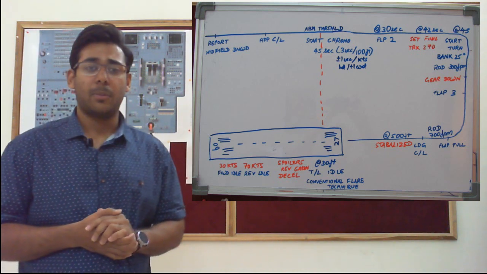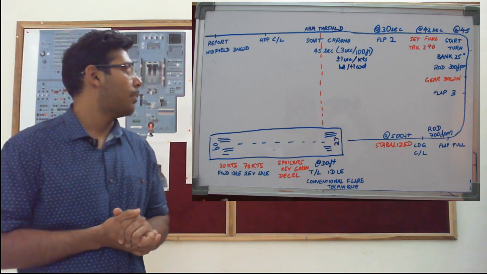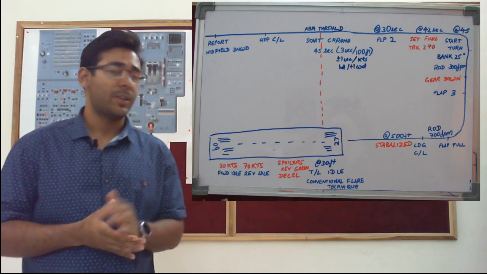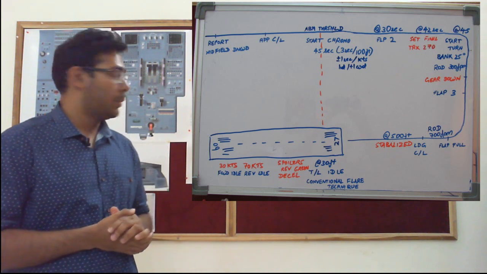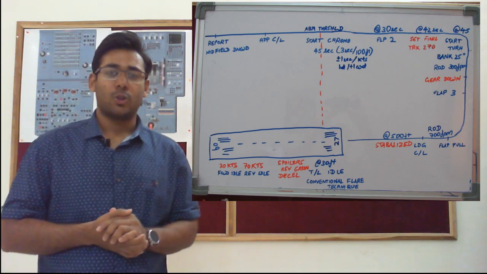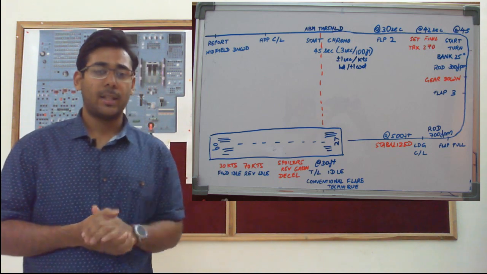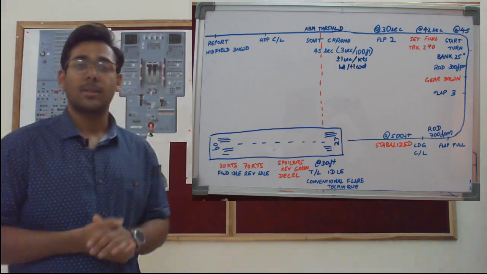At 70 knots, pilot monitoring calls out 70 knots, and the pilot flying will get the thrust to reverse idle. At 30 knots, the pilot flying will get the thrust to forward idle. So that is all, and let's go to the flight simulator to practice this.